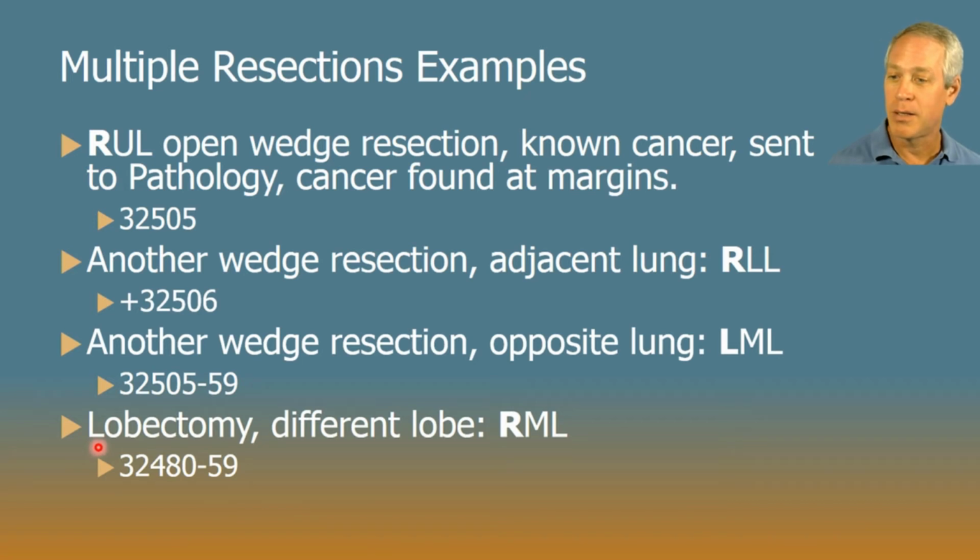Whereas if that wedge resection was followed by a lobectomy, but a different lobe, then it's no longer that wedge resection followed by therapeutic excision of the same place. This is a different lobe. So we use the wedge resection in one place, the right upper lobe, and then we use the lobectomy of a different lobe. And so we have 32480 with a 59 modifier there for the wedge resection too, to distinguish it as not being followed by a therapeutic excision of that same lobe. Hope that's okay.